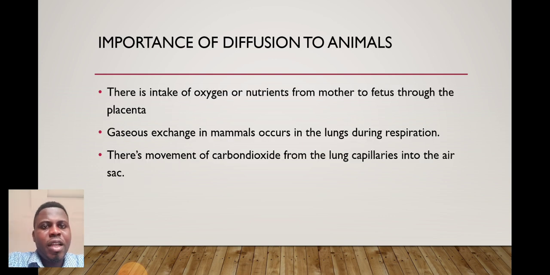Now let's look at the importance of diffusion to animals. There is intake of oxygen and nutrients from the mother to the fetus through the placenta. Gaseous exchange in mammals occurs in the lungs during respiration, and there is movement of carbon dioxide from the lung capillaries into the air sac. There are various more, but I just list these so that the video will not be too long. All these things that are happening right now are because of diffusion.